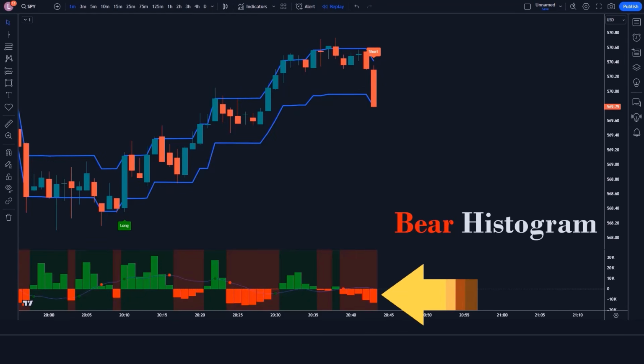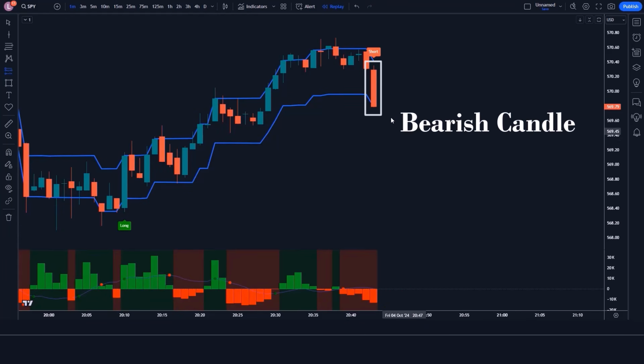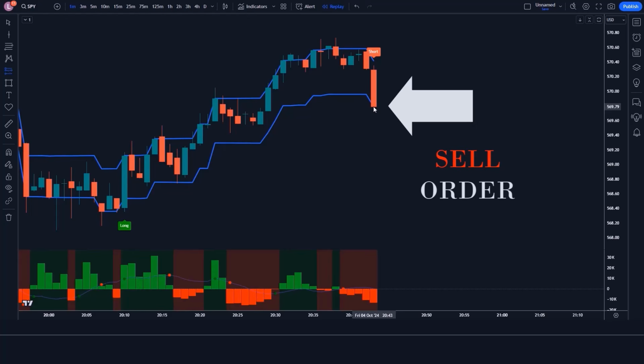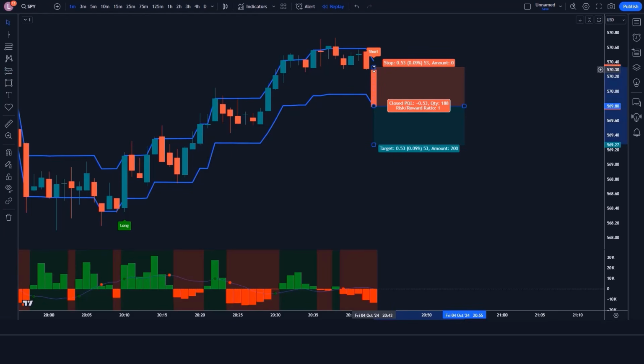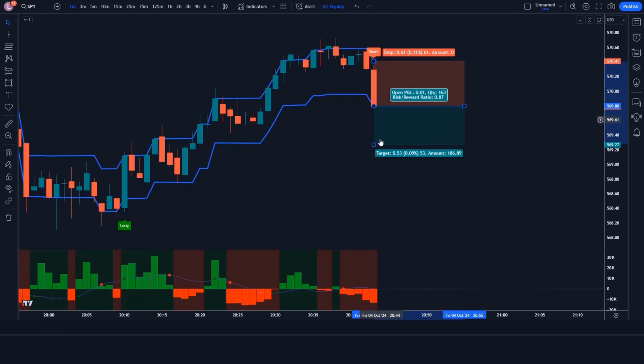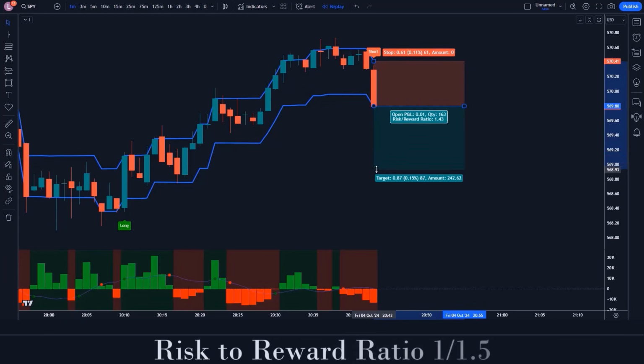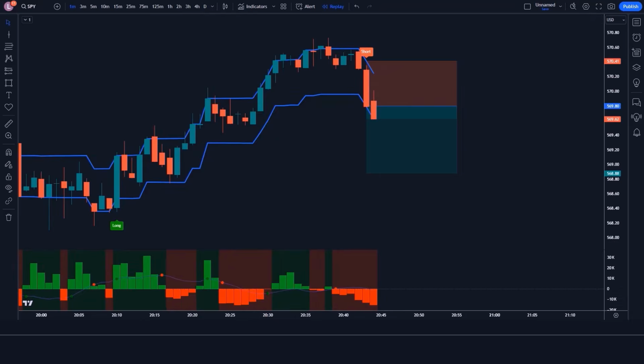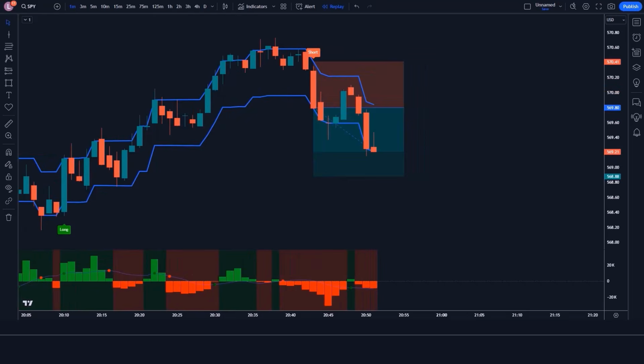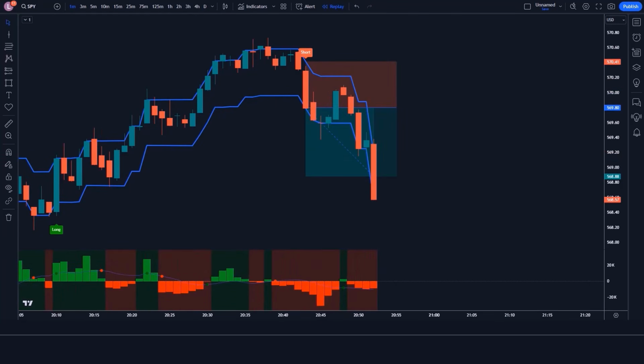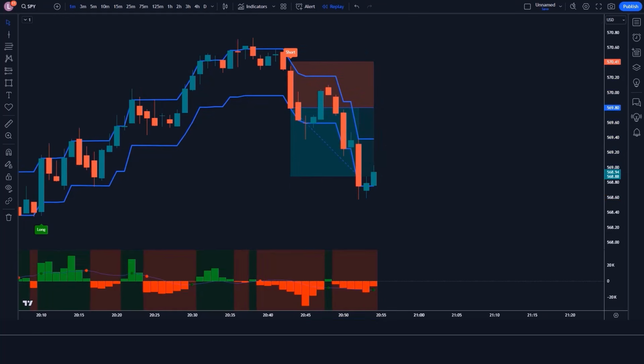Here the Klinger Volume Oscillator shows a bear histogram. Here the market has made a bearish candle to give confirmation. So all our conditions are being fulfilled, so we are placing an order to sell. Our stop loss is to be placed at the bull line. And the risk to reward ratio will be 1:1.5. Let's see what happens to our trade. We have won the trade. Let's find the next trade.